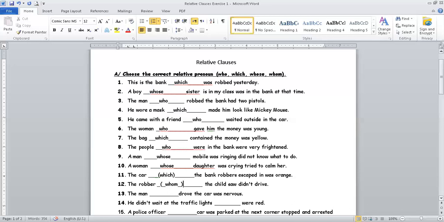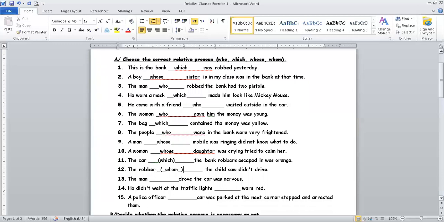Number 13. The man drove the car, was nervous. Who drove the car? The man. So the man is the subject of this sentence. So we use who to define the man. Let's write who. Who defines a subject, so it's necessary here to use it. It's not possible to drop it.